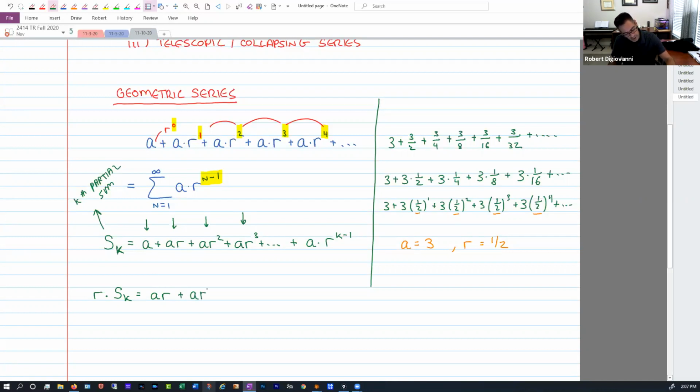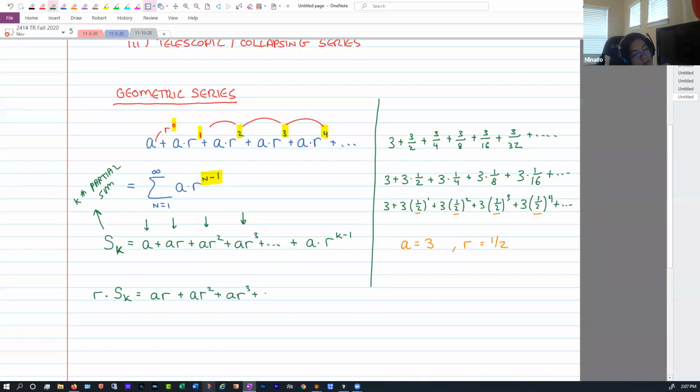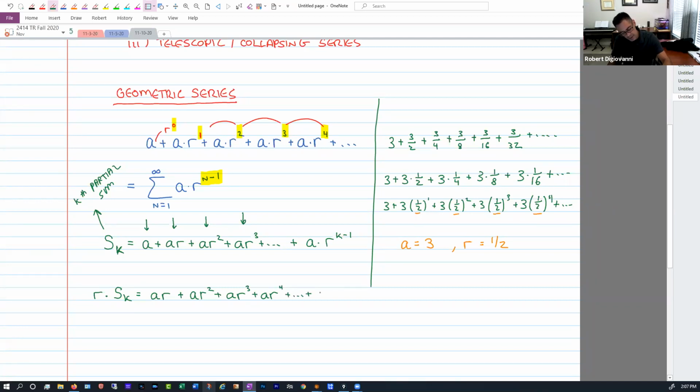ar, ar squared, ar cubed, ar to the fourth, and then dot, dot, dot. When we get to the last one, what would the last one be? ar to the k. Just k, right? Just k.